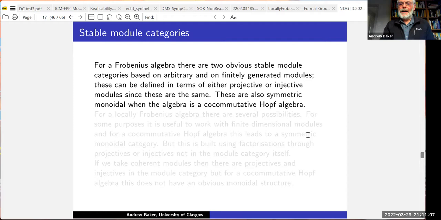Well, at the beginning, I think I said that I wasn't originally sure what I was going to talk about, but there is a connection between this story that I've been telling you and what goes on in the world of triangulated categories, because an interesting thing to try to figure out is what is the correct stable module category to work with, or rather, what are the interesting stable module categories to work with here? If you're working with a Frobenius algebra, there are essentially two obvious stable module categories. One is where you allow all modules and you throw away the homomorphisms which factor through projective modules or equivalently injective modules. The other thing you can do is restrict to finite dimensional modules or equivalently finitely generated modules.